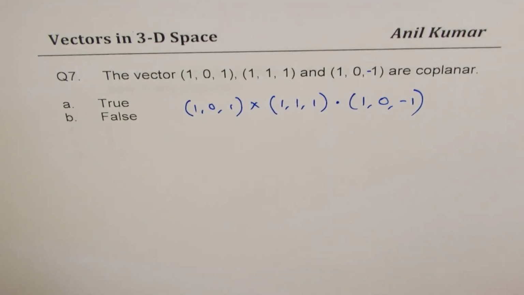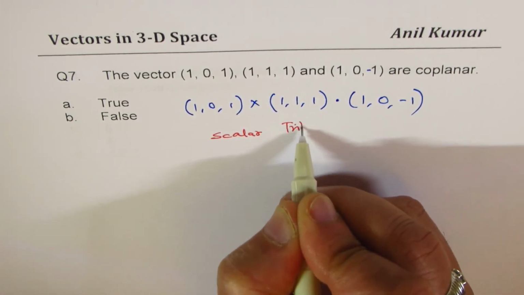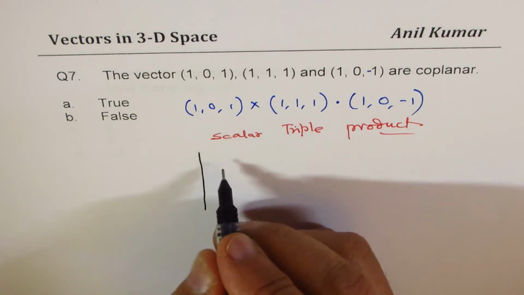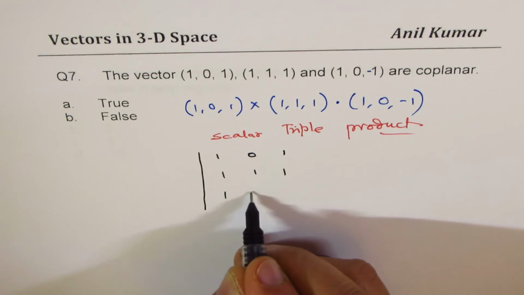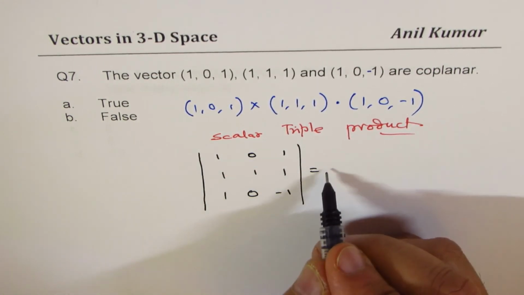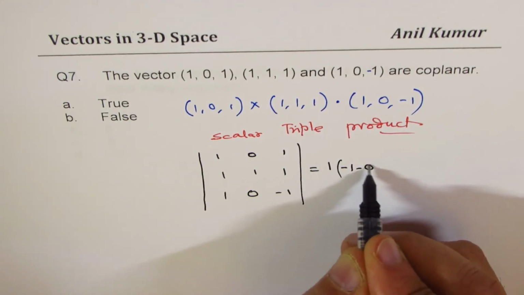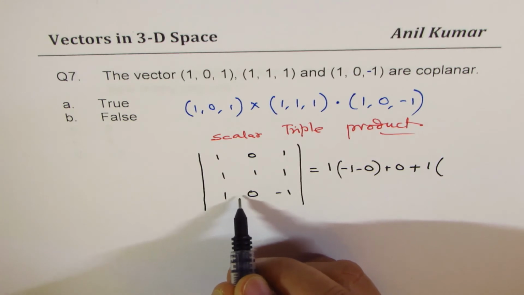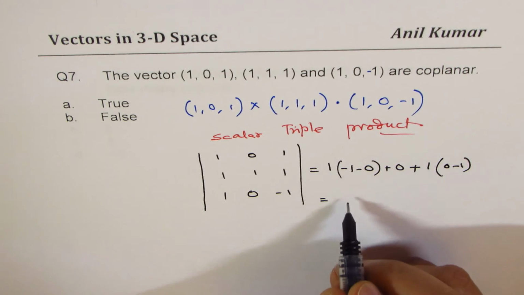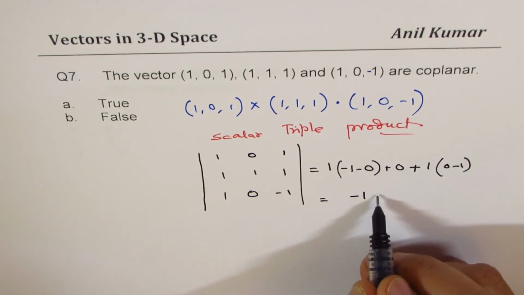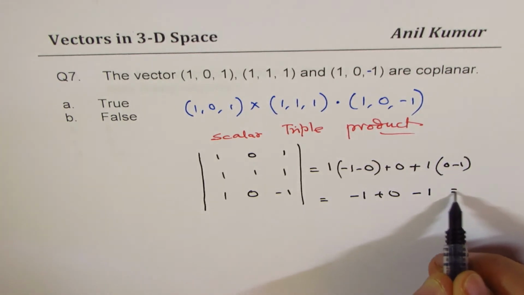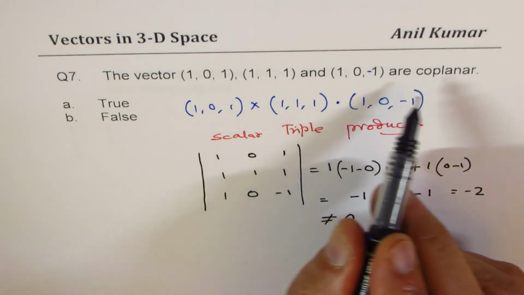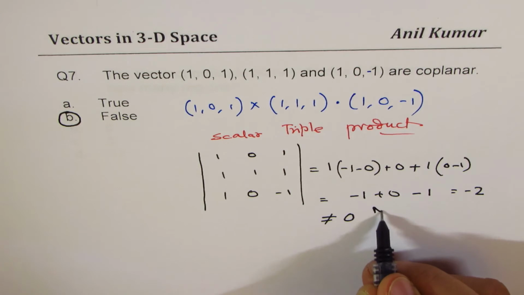This is also called the scalar triple product. Another way to do this is in this form, we could just write this as 1, 0, 1, 1, 1, 1, 1, 0, minus 1, and then figure out its value. So it could be 1 times this product, which is minus 1 minus 0. 0 times anything will give me 0, plus 1 times 1, that is 0 minus 1, correct? So 1 times minus 1 is minus 1, this is plus 0, and here 1 times minus 1 is minus 1. So what you get here is minus 2. Since it is not equal to 0, that means they are not coplanar, right? So the statement that the vectors are coplanar is false.